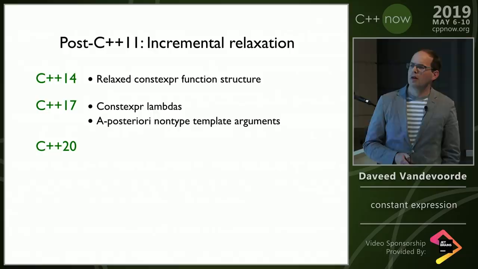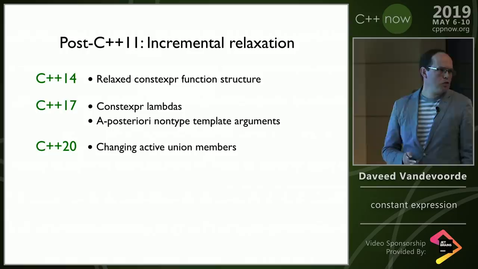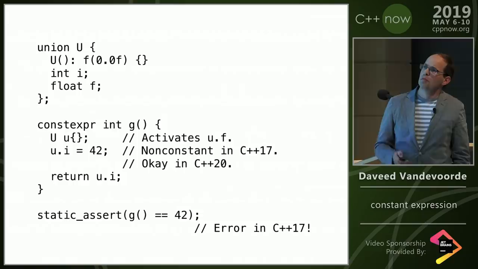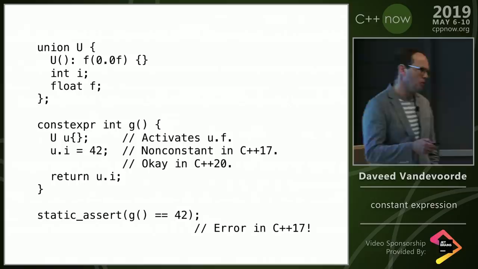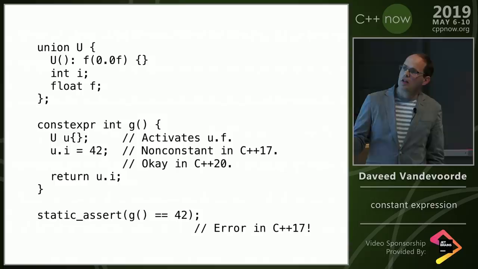First, changing active union members. And Louis, we have you to thank for that. Here's an example. The active member of a union is the last one you initialized, or in some cases assigned to. So if I have a union here that initializes f, that means that in my function g, when I initialize u, the active member will be f. Well, until C++20, trying to change the active member through assignment or through construction was just invalid. As soon as you did that, the evaluation became non-constant.